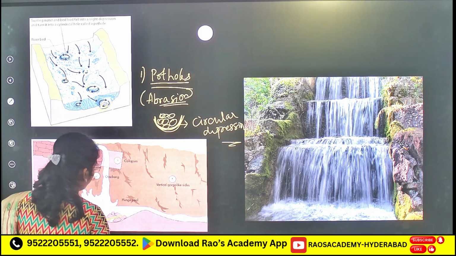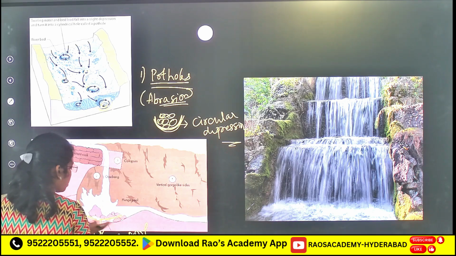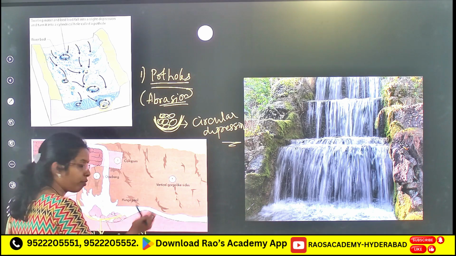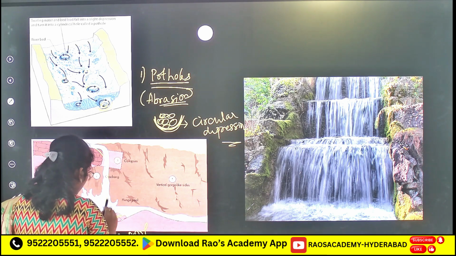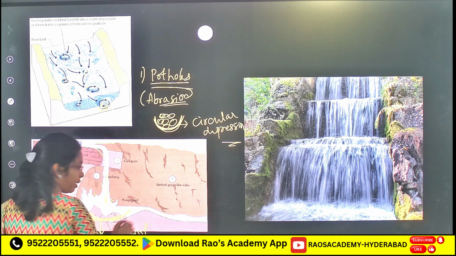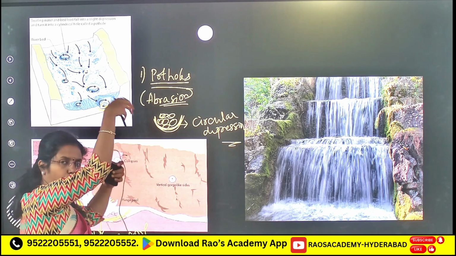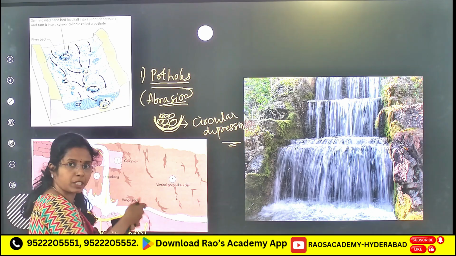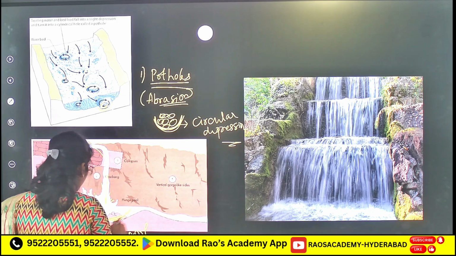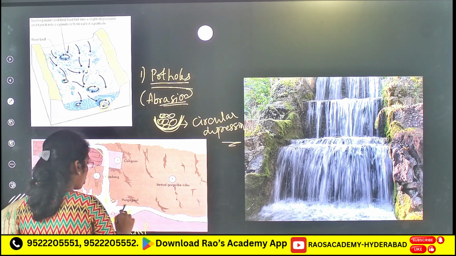Plunge pool, a large pothole, you can say at the base of a waterfall. Now here water is falling forcefully, and because of that you will see hydraulic action. Because of that hydraulic action, the falling water force, shear impact, meaning tearing impact, you will see here, tearing of rocks. Here you will see a depression, that is known as a plunge pool.